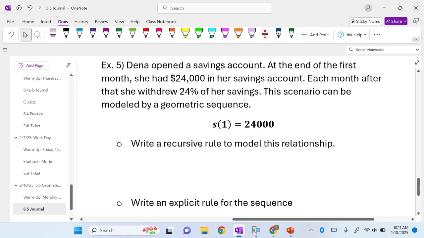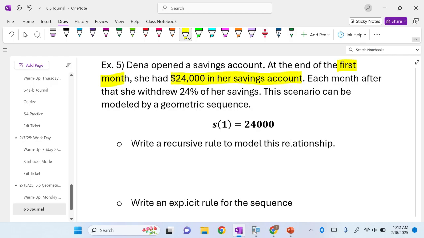So number 5, we're creating a sequence from a word problem. And this may sound familiar. So Dina opens a savings account. At the end of the first month, she had $24,000 in her savings account. Each month after, she withdrew 24% of her savings. And we're going to model this scenario as a geometric sequence. Now, they already told us that S of 1, or same thing as A of 1, is equal to 24,000 because that's where we started.